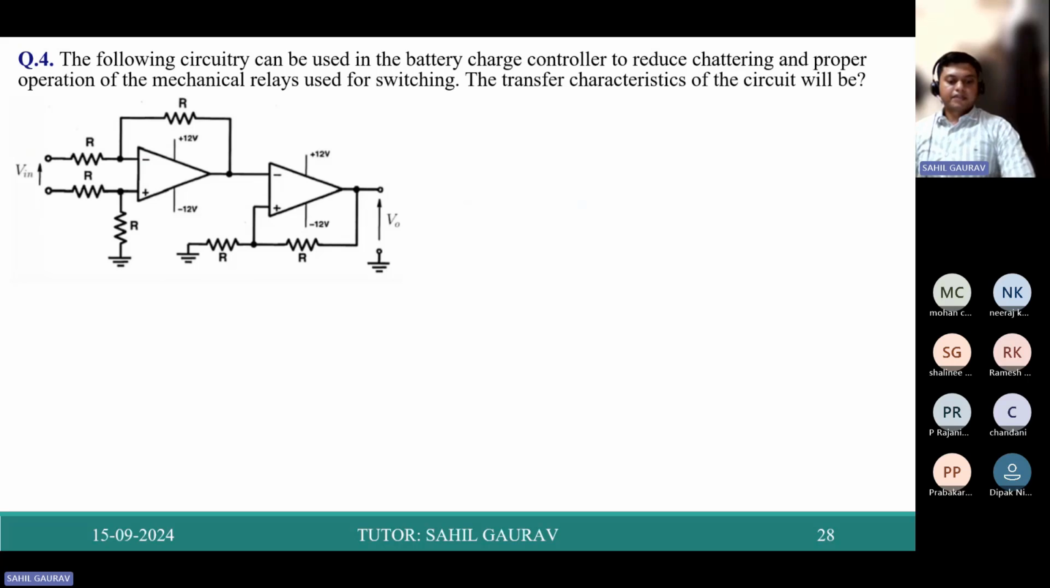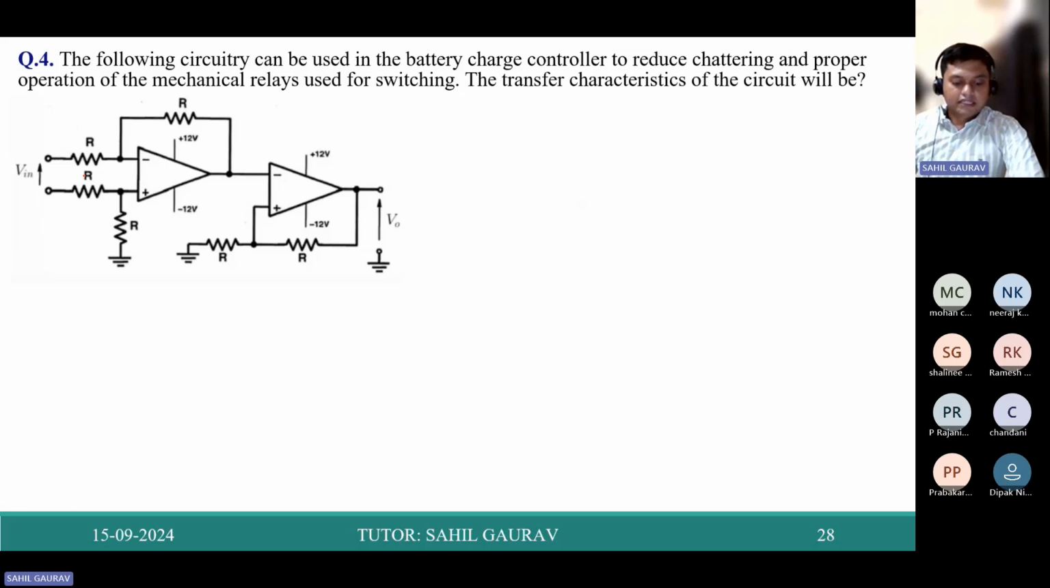Here the following circuitry can be used in the battery charge controller to reduce chattering and ensure proper operation of the mechanical relays used for switching. The transfer characteristic of the circuit will be? So what is the transfer characteristic? You have to make the waveform.